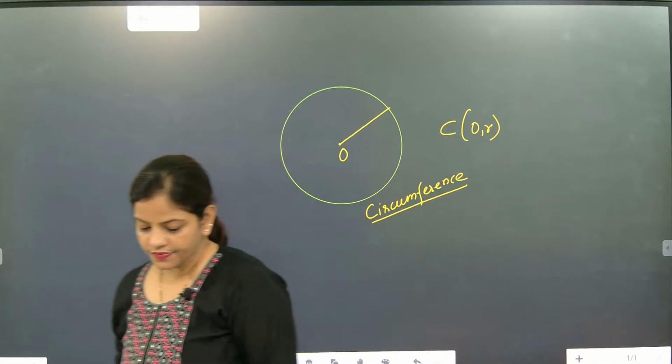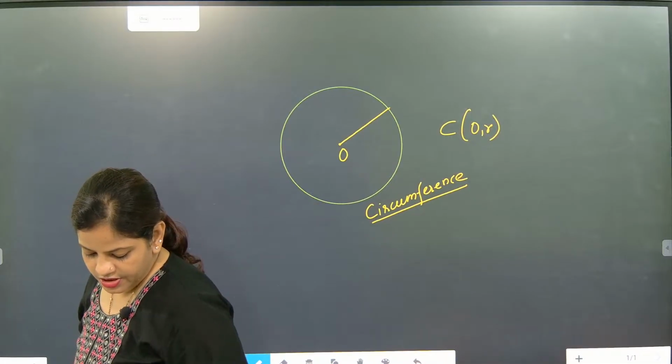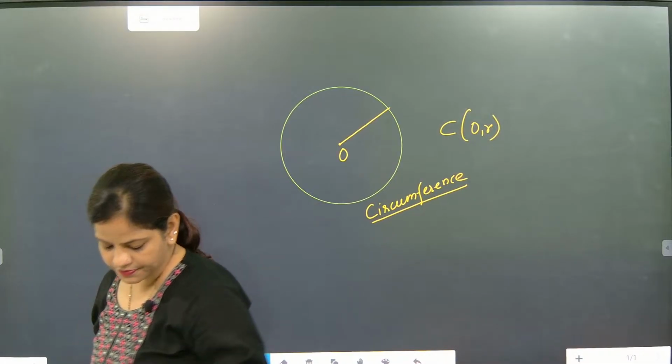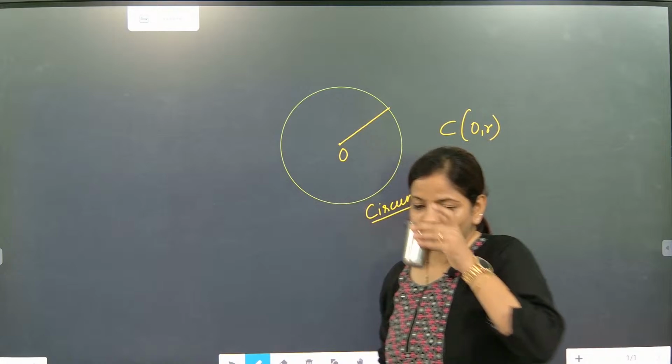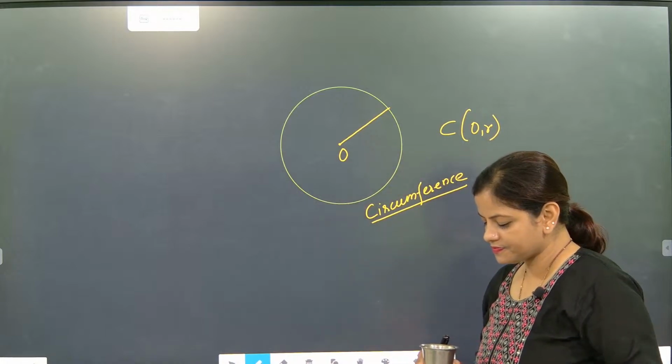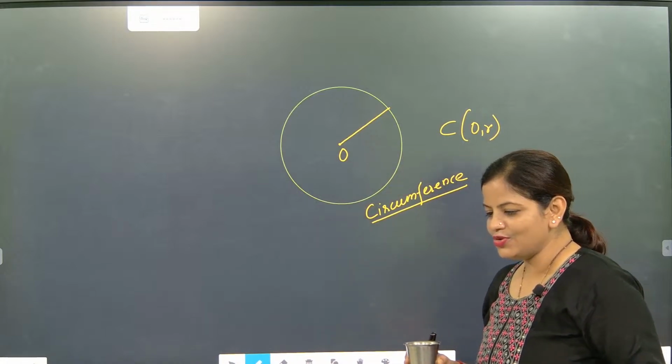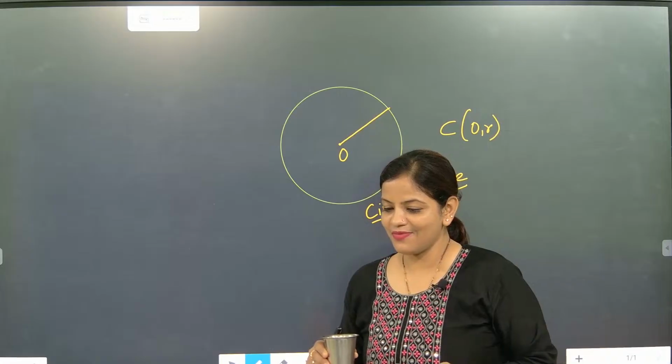Good evening, beta. Arunisha, good evening. So let's start the class, beta. I told 2 minutes, Arunisha. You are late. I am early today.